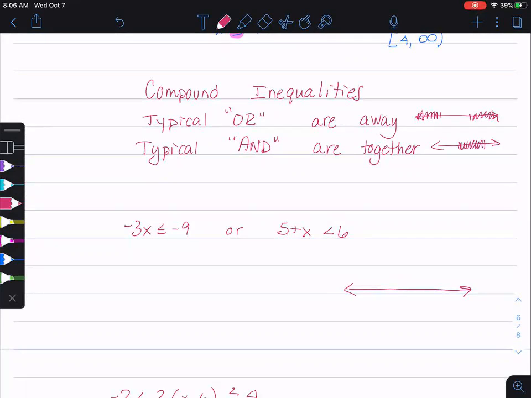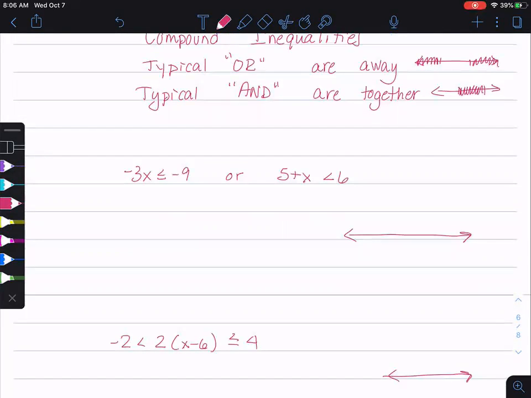So let's take a look at a couple of these. In this first example, I used the word or. So in my head, I can typically say that I'm going to see them being shaded in opposite directions. When I go to solve this first one, I need to divide both sides by -3. I'm dividing by a negative, so we need to flip that sign. So this says shade where x is greater than 3. Over on the other side, I am going to subtract 5 on both sides. I will get x is then less than 1.